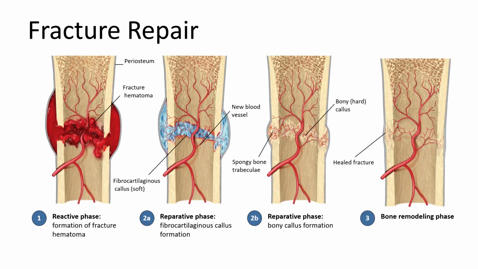The third and final phase of fracture repair is called the bone remodeling phase, where the body remodels the bony callus. Within this phase, osteoclasts break down the dead portions of bone around the fracture site, and over time, the bone is remodeled so that it returns to its original shape.